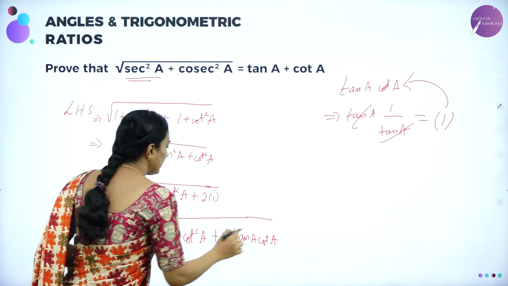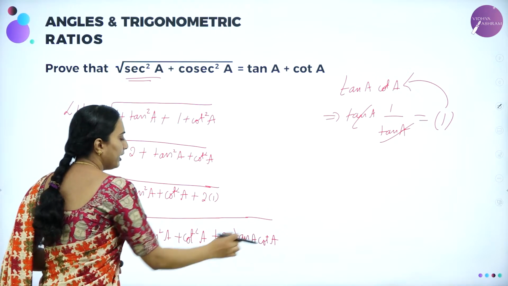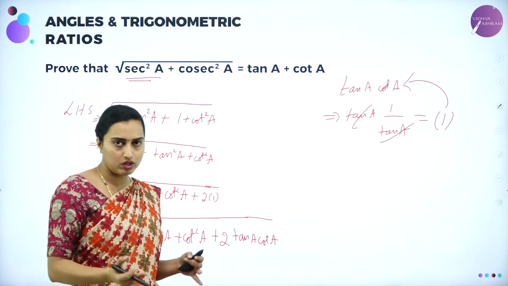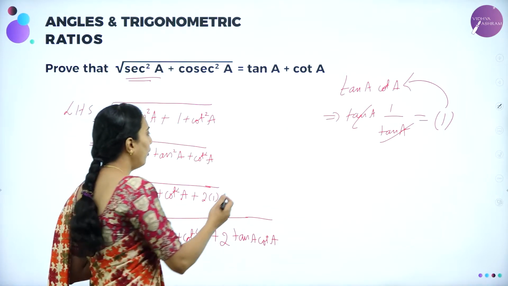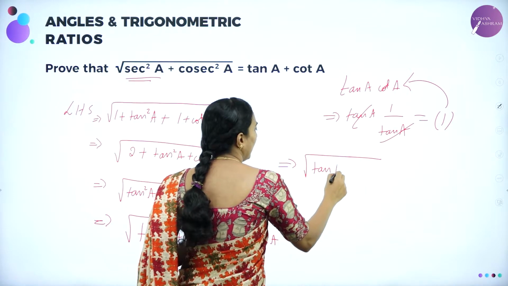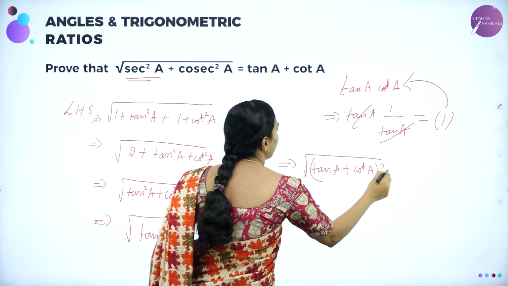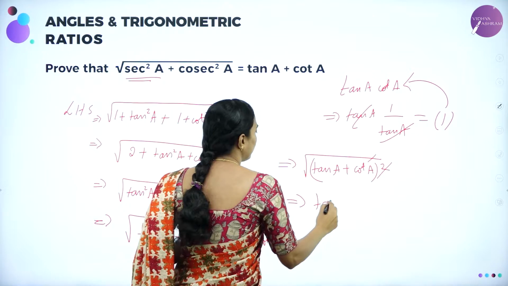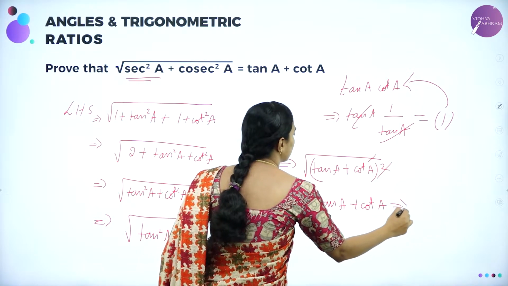So now it is in the form of A squared plus B squared plus 2AB, which is (A plus B) whole squared. A replaces tan A, B replaces cot A. Therefore, this implies (tan A plus cot A) whole squared. So now you can cancel the square and the square root. You are going to remain with tan A plus cot A, which is your RHS.